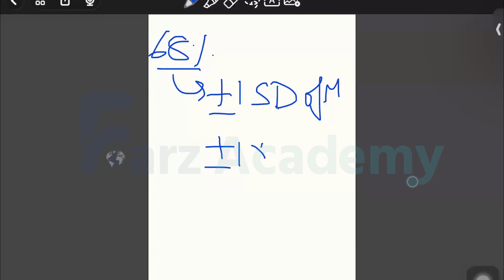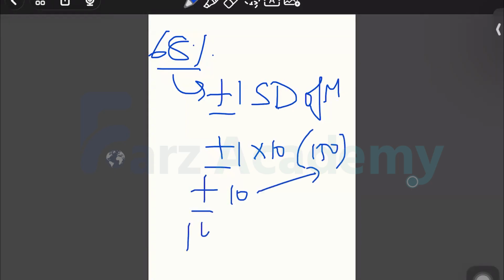68% of the population is going to be within plus minus 1 standard deviation of the mean. So that is plus minus 10 of the mean. What is the mean? 150, right? So plus minus 10 of 150 means it is 140 to 160. You have to do plus minus 10 from the mean, which is 150.